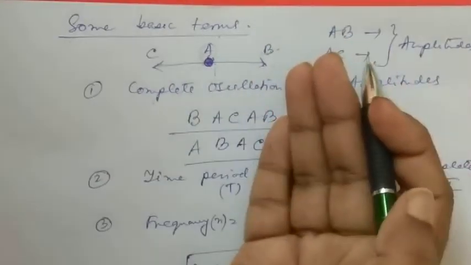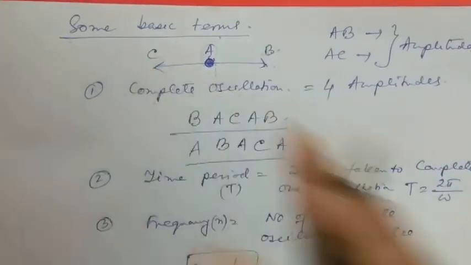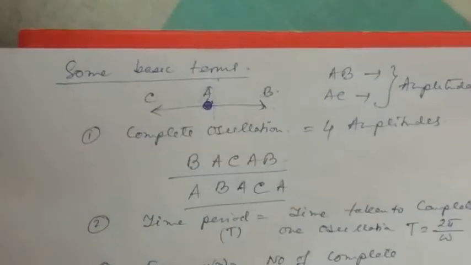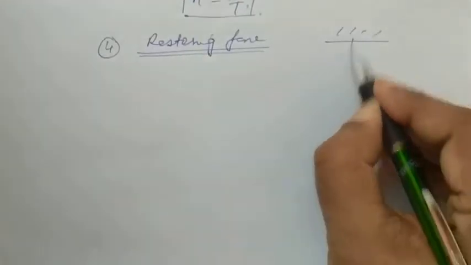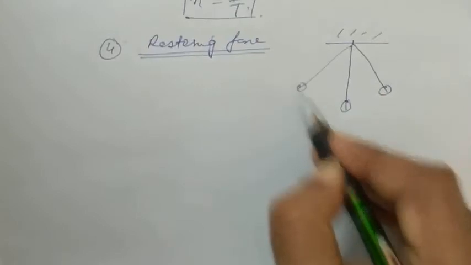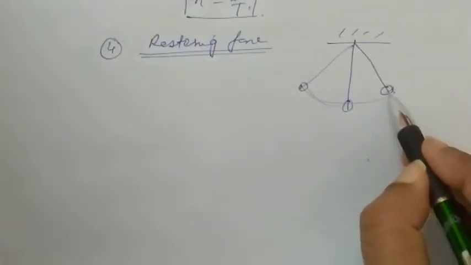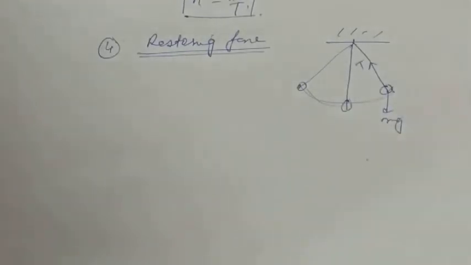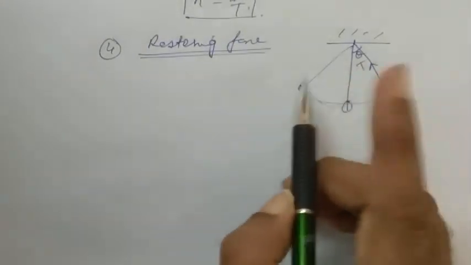As the particle is being restored back to its mean position, this kind of force or forces are known as restoring force. Now from this diagram, it is very difficult to understand what is a restoring force. I can take you to the example of a simple pendulum like this. The pendulum is oscillating, suppose in this fashion. Now at this point, the weight mg acts downwards, the tension force along the rope is in this fashion. Theta is the angle or the angular deviation or angular amplitude.